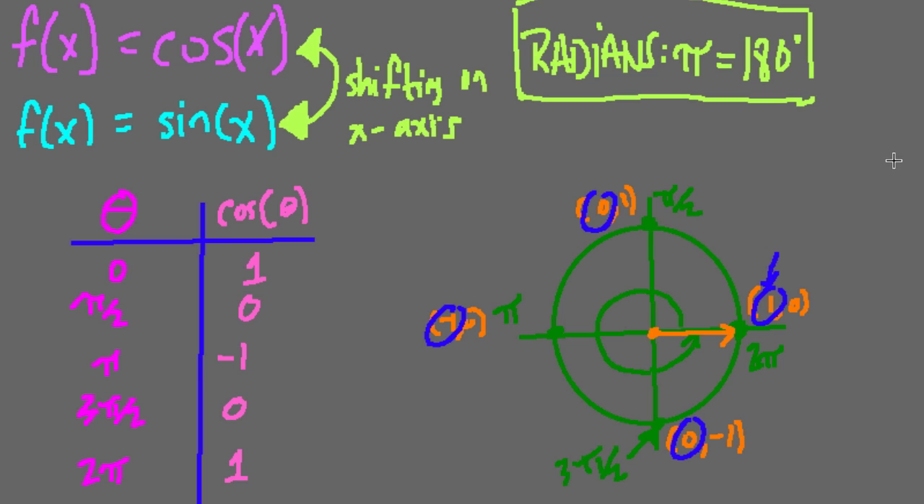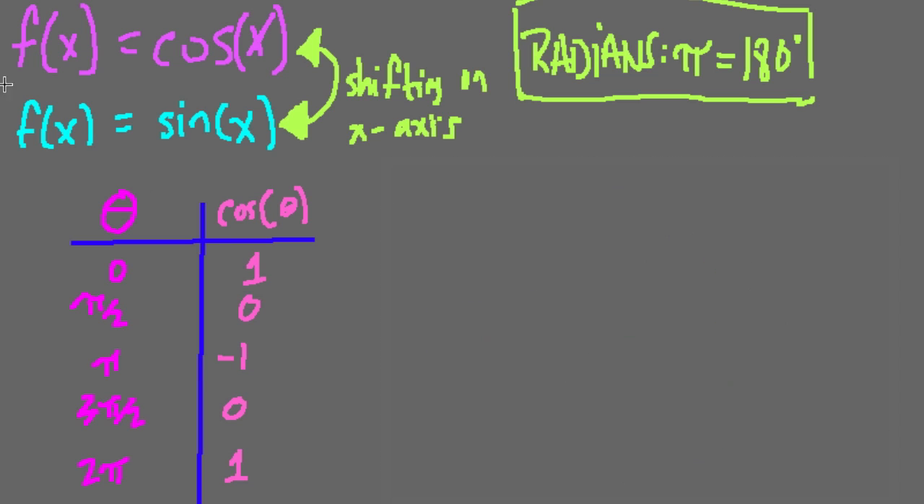So what does this look like in a graph? And then we'll compare it to the graph of the sine function, and we'll look for similarities.